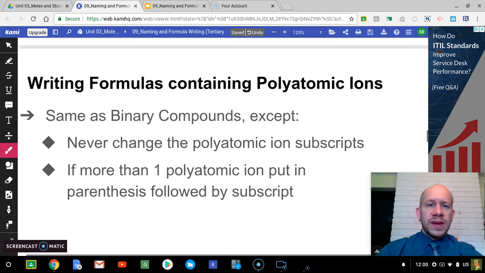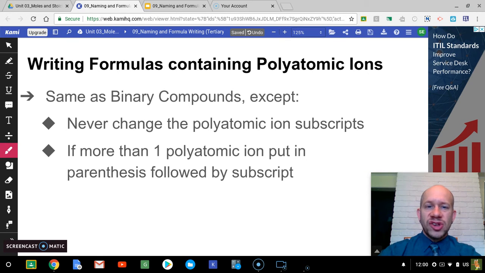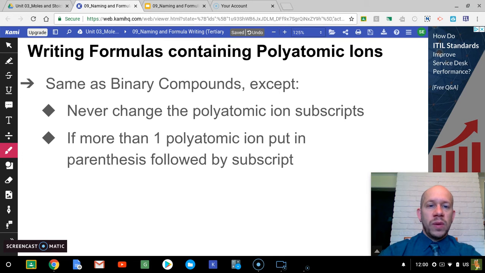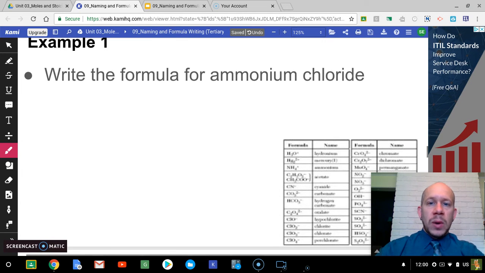Writing formulas containing polyatomic ions is the same as for binary compounds, except we're never going to change the polyatomic ion subscripts. If it's in Table E, you're going to leave it just like that. If we have more than one polyatomic ion, you need to put it in parentheses, followed by a subscript. For example, write the formula for ammonium chloride.